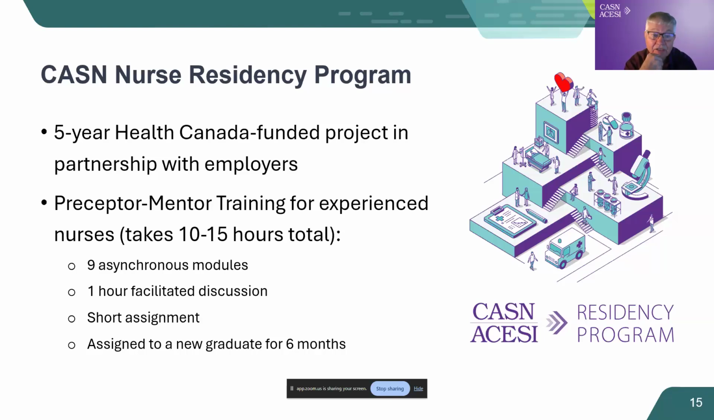And they're assigned to a new graduate for 6 months. And again, the hospitals or the healthcare agencies determine who these people will be. CASN does not determine that. Next slide.